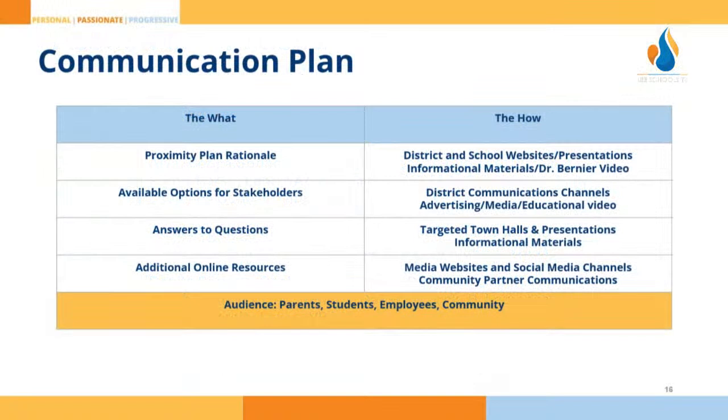Now let's delve into the core components of the communication plan. On the left, you'll find the proximity what, and on the right, the communication how. Reflecting on last year's success, where about 9,600 out of 12,000 displaced families took action by either continuing at their school, waiving transportation, or participating in the new proximity lottery, this campaign aims to build on those achievements.